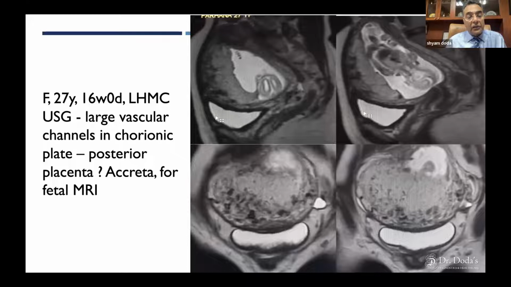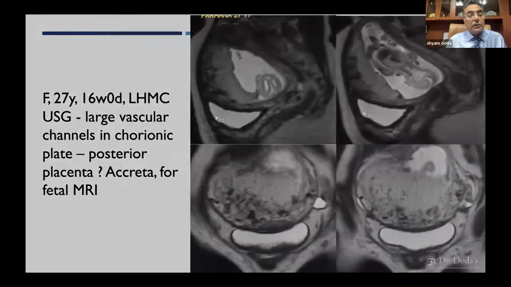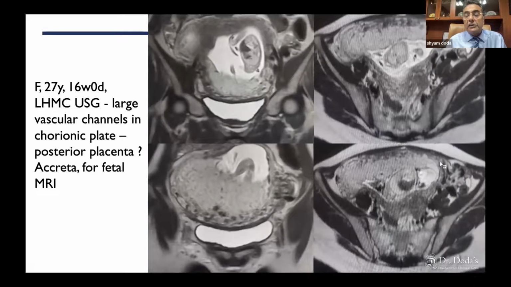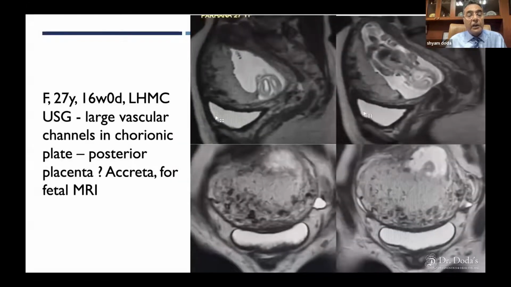MRI definitely adds to the level of confidence sometimes when you are not sure. For example, in this particular case, a 16-week pregnancy came to us from Lady Harding, and they suspected that there were large vascular channels in the chorionic plate and the posterior placenta, most of these being placenta previa. And you can see here the vessels are crossing into the myometrium very, very clearly, right up to the periphery. In fact, there is a loss of chorionic plate also.